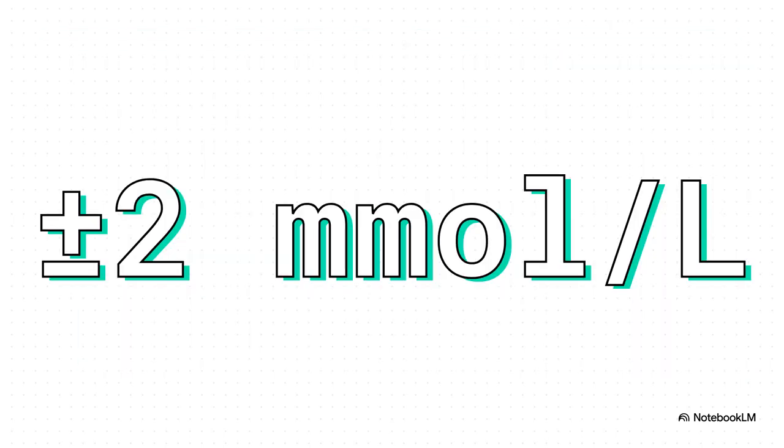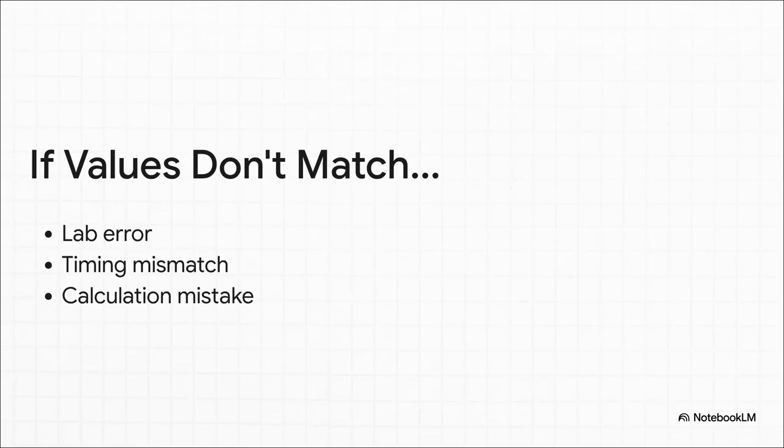And here's the magic number you need to remember. The 2 values don't have to be perfectly identical, but they have to be close. They need to be within plus or minus 2 millimoles per liter of each other. This is your internal consistency check. It's how you know your data is reliable. And what if they don't match up? Whoa, red flag. That means something is wrong with your evidence. You've got to hit the brakes and immediately suspect one of 3 things: a lab error, that timing mismatch we just talked about, or a calculation mistake.